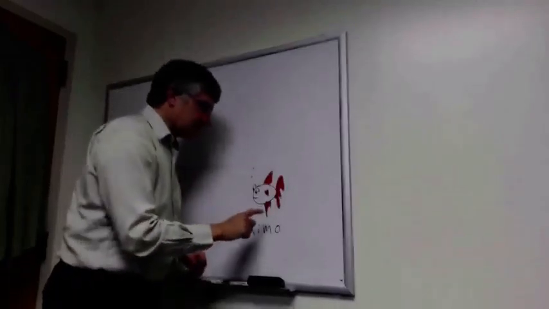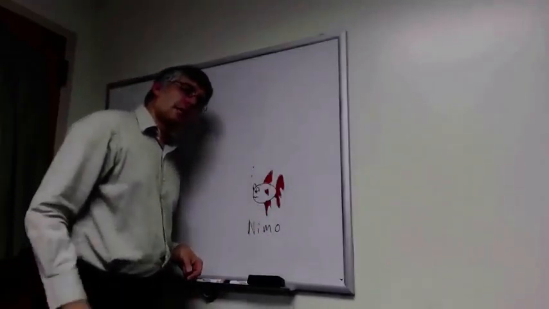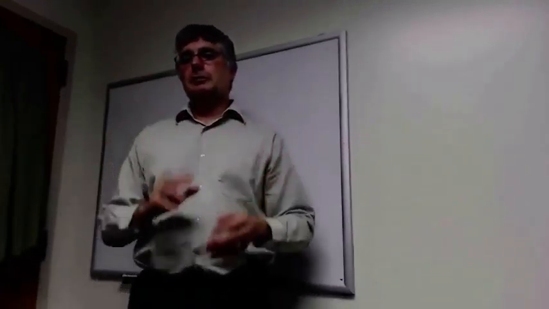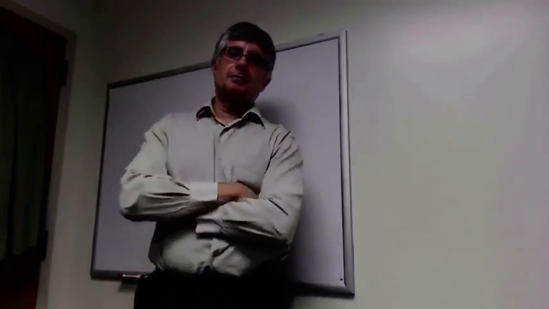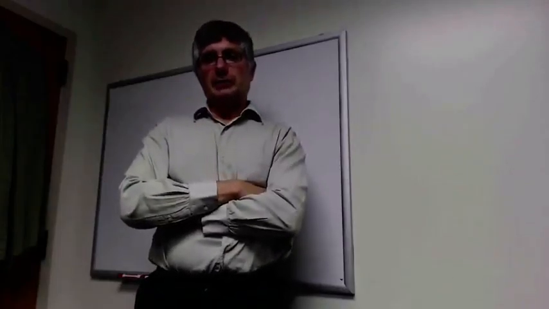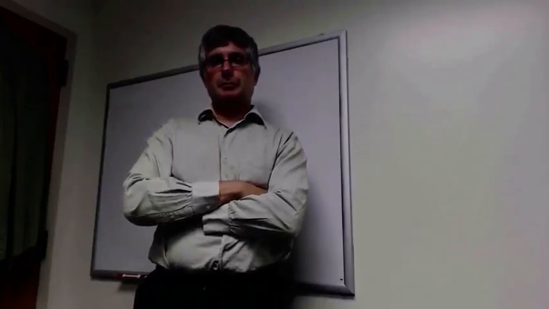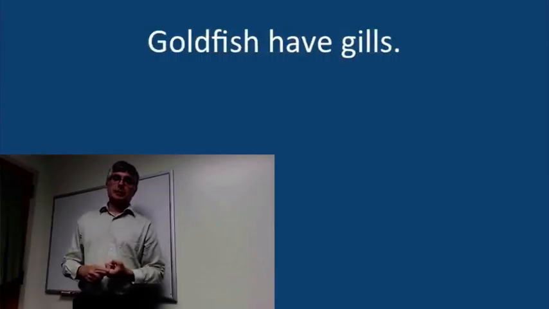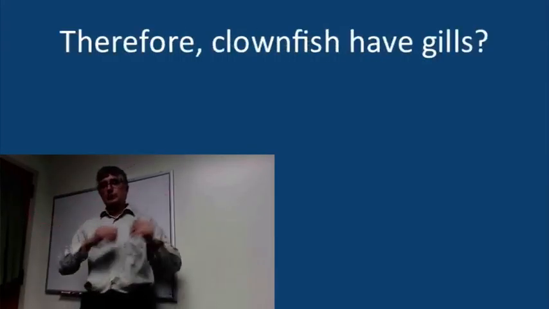See, I just got a new pet clownfish, Nemo. Now, maybe you don't know much about clownfish anatomy, but I'm going to try to persuade you right now that clownfish have gills. Here's an argument that I could give you for the conclusion that clownfish have gills. Well, catfish have gills, and goldfish have gills, and sharks have gills. Therefore, clownfish have gills.